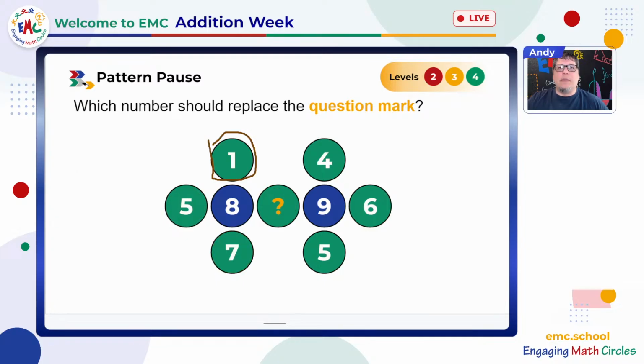I don't think it's what's in the middle. Not this time. Not what's in the middle of 1 and 7, because that would be like 4. That's 8. What's in the middle of 4 and 5? Well, it's not even a whole number. So it's not what's in the middle. What could it be instead? Maybe we look at our title for today. It's Addition Week.